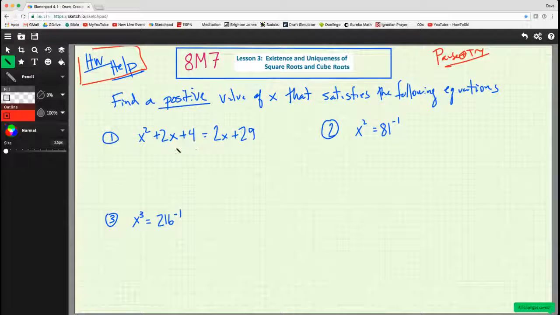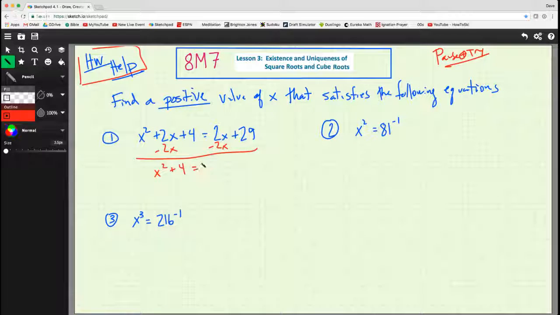Okay, assume you're back. So let's just do our math. Let's simplify this first, though, and let's see if we can make this simpler. Well, we're going to take 2x from both sides, and we get this a little bit simpler really fast. So x squared plus 4 is 29. Subtract 4, and we get x squared equals 25. We only want the positive value. So what times what is 25? Well, that's 5.